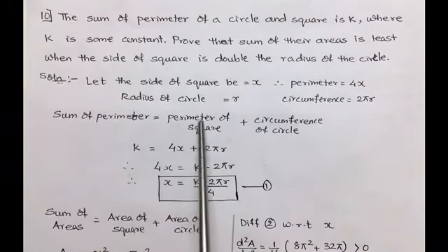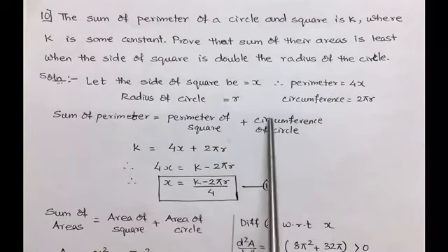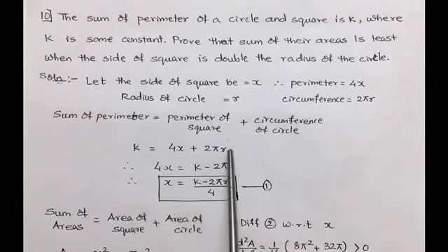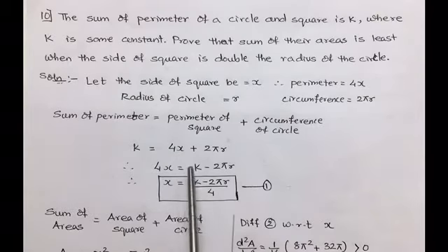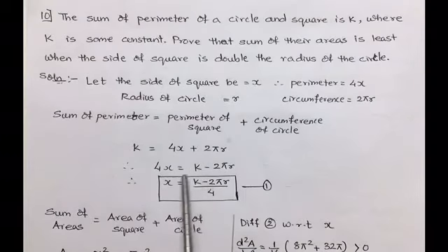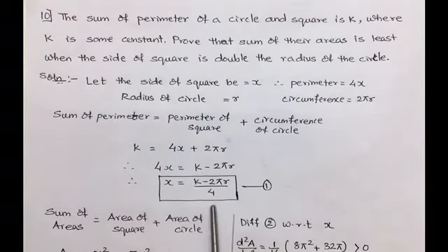Now sum of perimeter means perimeter of square plus circumference of circle, that is given as k. So k is equal to 4x plus 2 pi r. So we will be making x the subject. Expressing x in terms of r, shifting 2 pi r to the other side, we get 4x is equal to k minus 2 pi r. Shifting 4 to the other side, it becomes x is equal to (k minus 2 pi r) divided by 4. So this we will mark as 1, first statement.